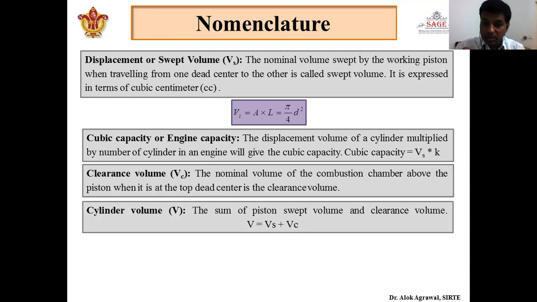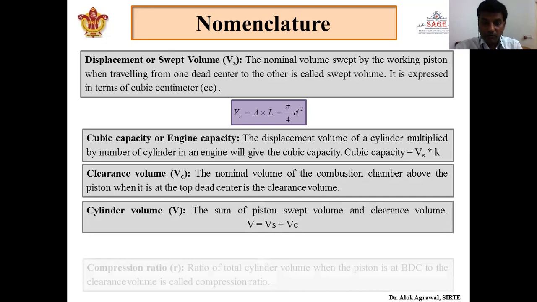Clearance volume is the volume that remains at the top of the cylinder when the piston is at top dead center, and when the piston moves from top dead center to bottom dead center, it sweeps a volume equal to the swept volume. So the total volume or cylinder volume is the sum of swept volume and clearance volume.